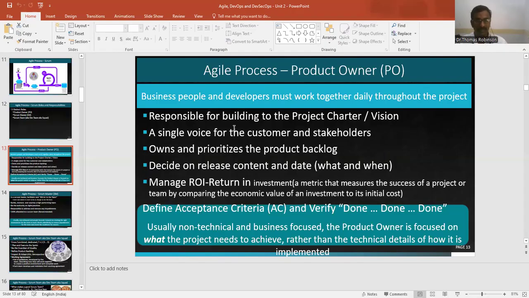So what is the initial cost, or how much we have to spend, and what is the return? He defines the acceptance criteria, AC, to verify done. That means the role is usually non-technical and business focused. The product owner focuses on what the project needs to achieve rather than the technical details of how it is implemented.